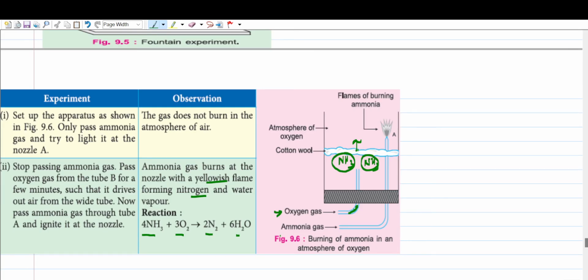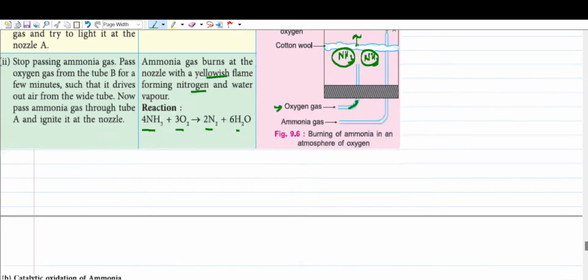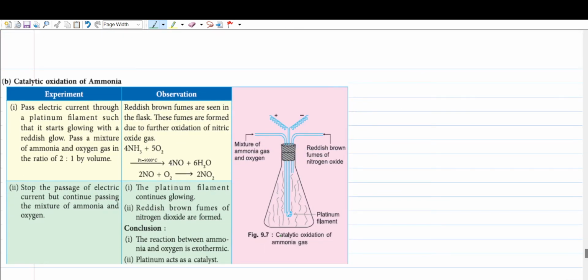Next we take up the second experiment. This experiment is what happens when there is catalytic oxidation. So if we take ammonia, we burn it in oxygen, but there is a catalyst. So if the temperature is say 1000 degrees centigrade, or 900 to 1000 degrees centigrade, and we take platinum as catalyst, then in that case ammonia combines with oxygen, and instead of forming nitrogen, now because of catalyst it forms nitric oxide, right, and you get water.